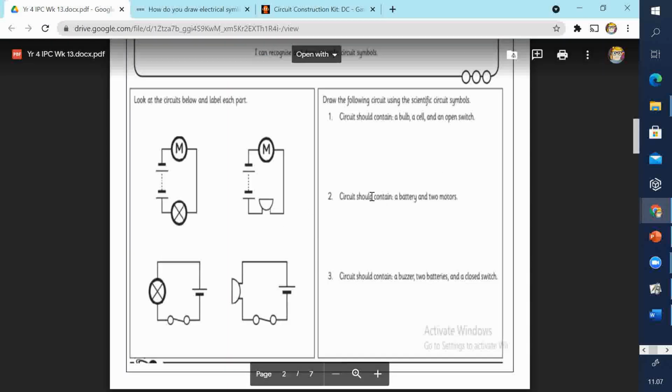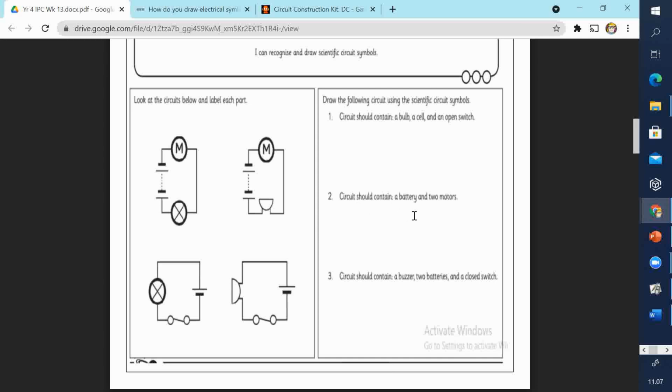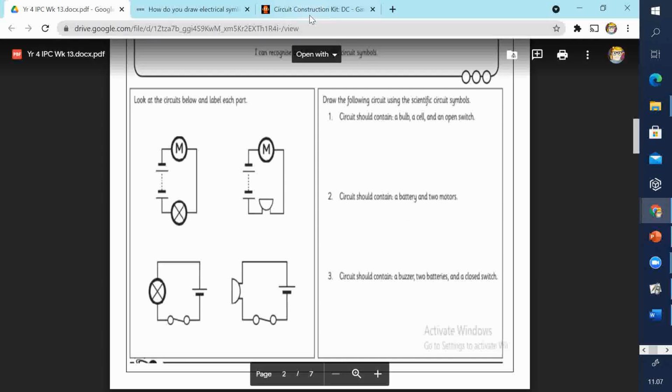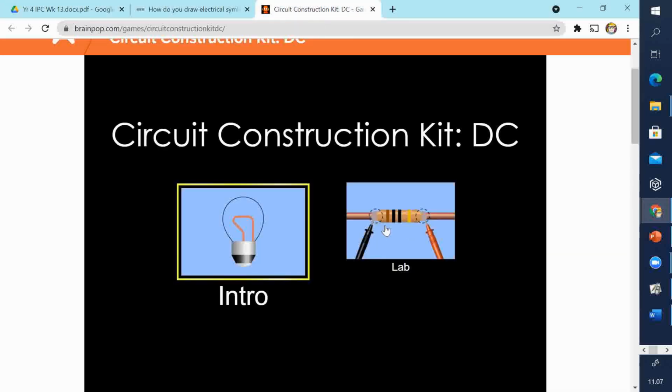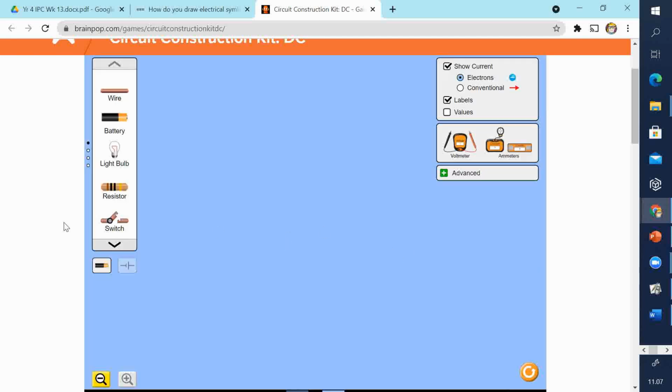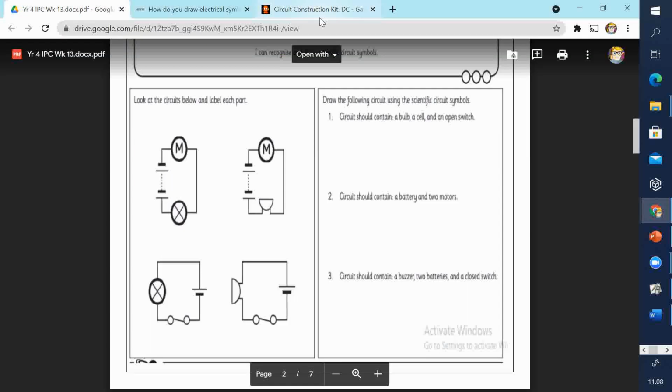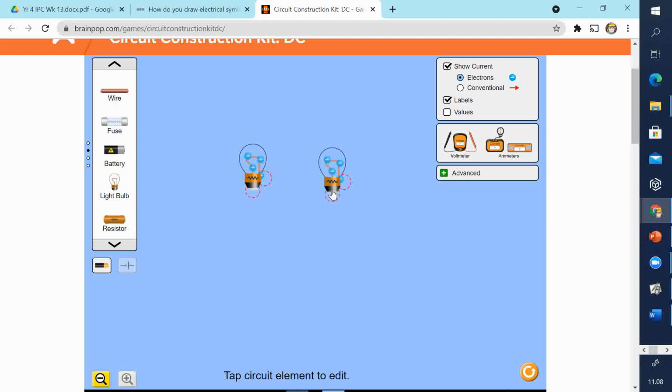Okay, yeah. Right. So we did that circuit. Now this one says it should contain a battery and two motors. Unfortunately, despite the fact that this construction kit has a dog, it doesn't have motors, surprisingly. There are different light bulbs, but there's no motor. So instead we'll just use 2 light bulbs, okay? I think it said 2 motors. Yeah, so we'll just use 2 light bulbs instead.